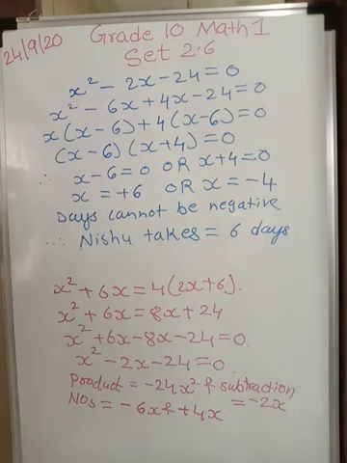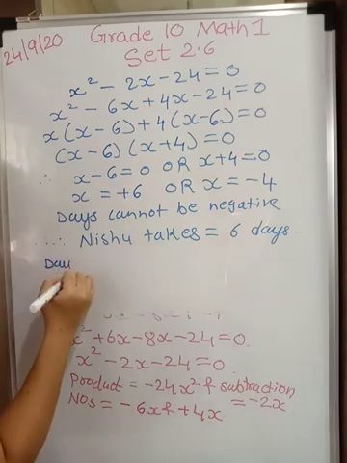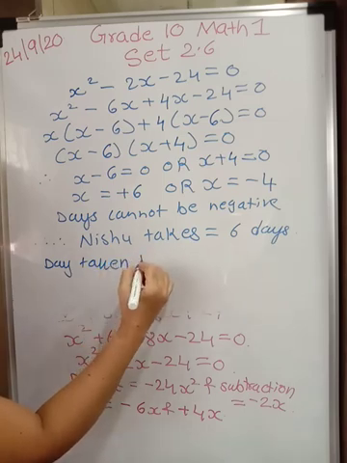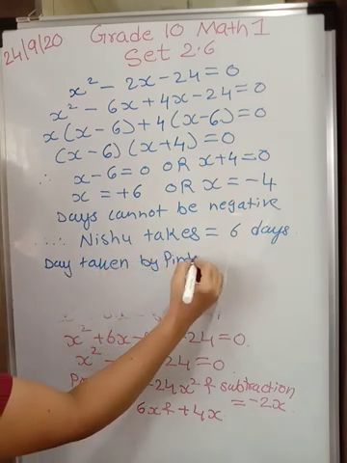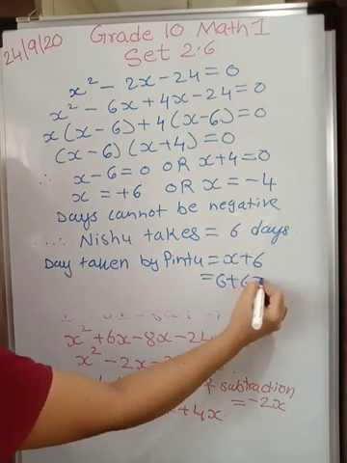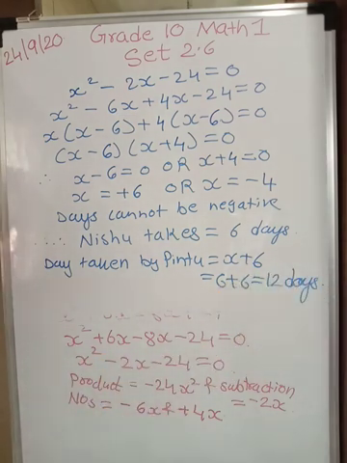And how much is Pintu going to take? Pintu is going to take x + 6 days. So the days taken to complete the same work individually by Pintu is x + 6, which is equal to 6 + 6, which is equal to 12 days. I hope it is clear. Alright, please listen to it as many times as you feel till your concept is clear.